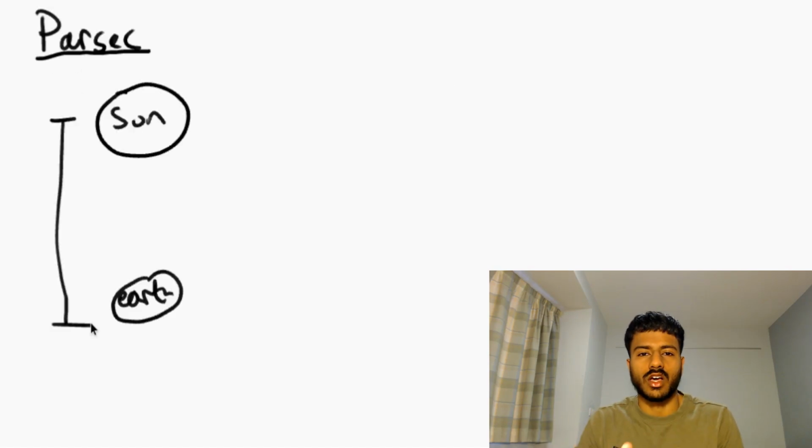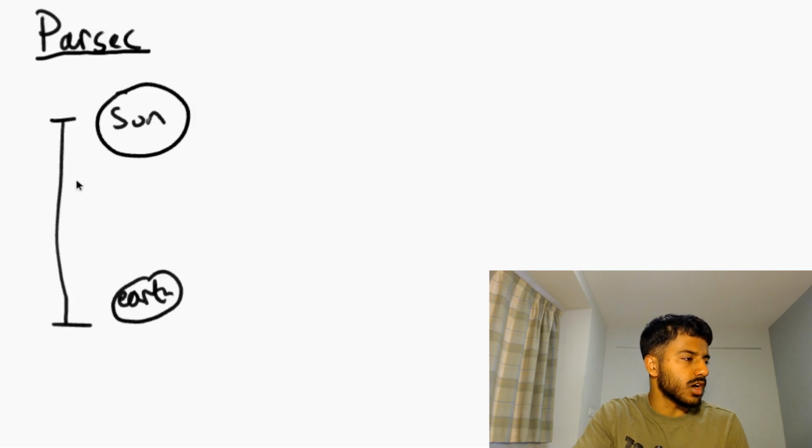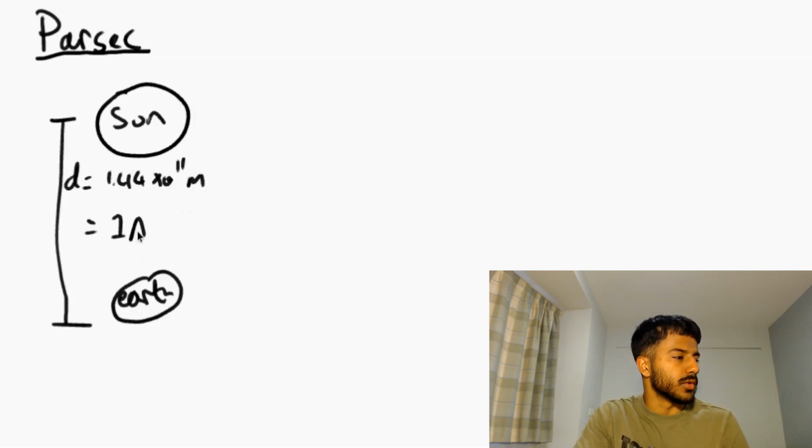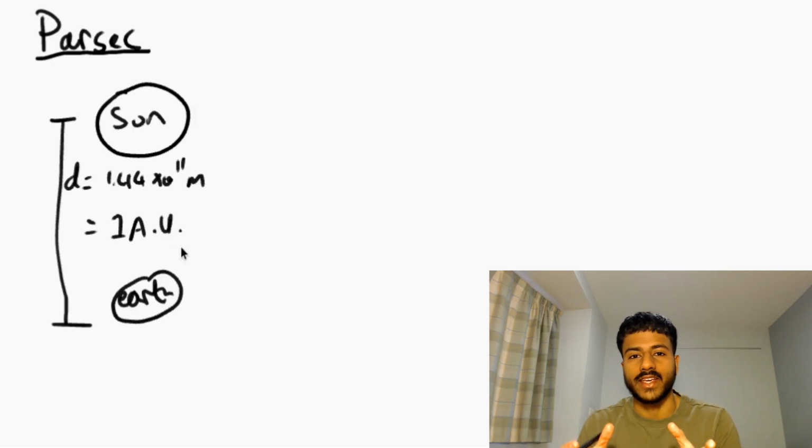So if we look at the sun and the earth, we know that the distance between the sun and the earth is 1.44 times 10 to the 11 meters. And this is also known as 1 astronomical unit, or 1 AU.